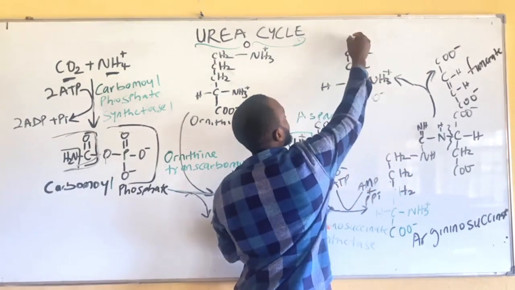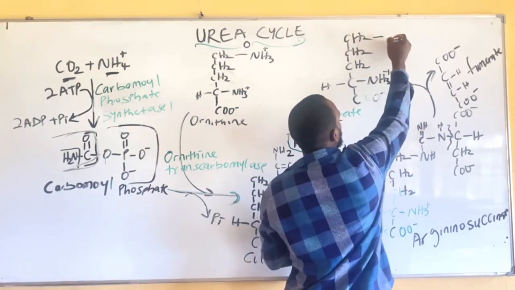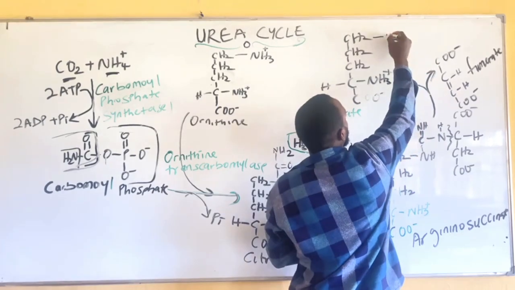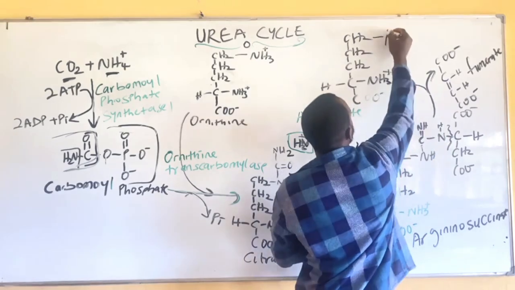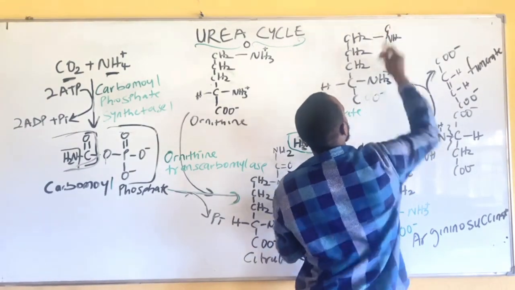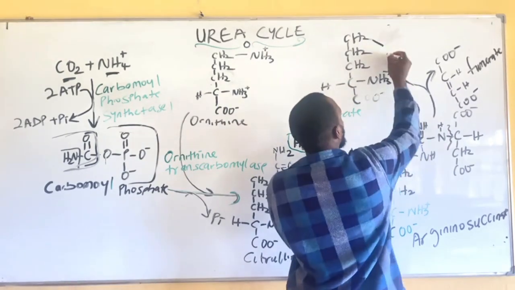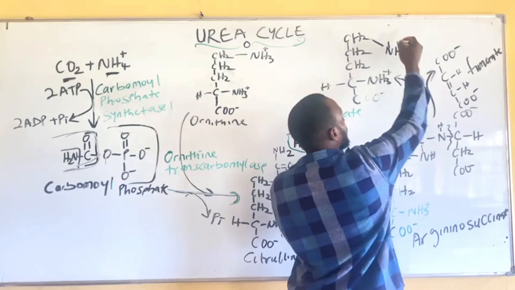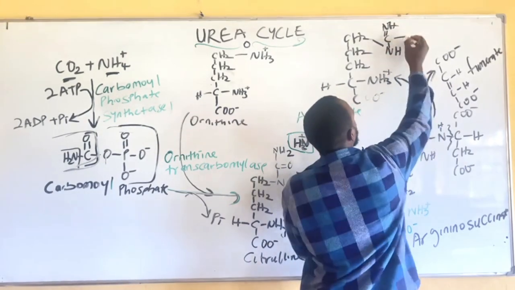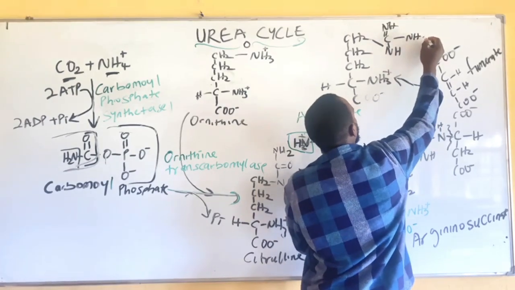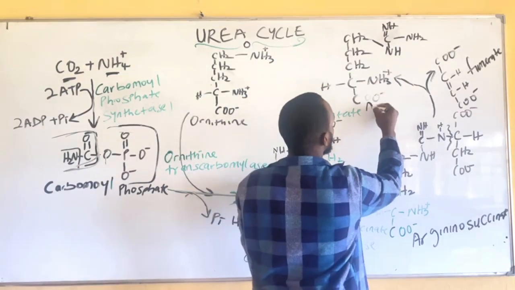Then you put the amino group with this carbon. Let me just put this down to give the NH, and then the carbon going to the N, and then this one right here, the NH2 here. So this right here is called arginine.